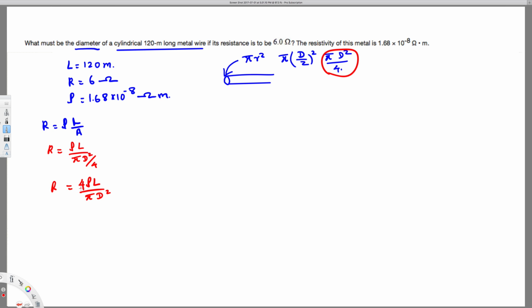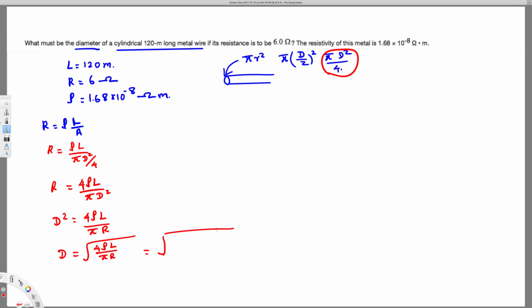Now let's look at this one and see whether we have all the information. We have the resistance provided, we have the resistivity provided, we have the length provided, pi we don't have to know, and d square, that's the question. So let's rearrange this equation and find the d square. If you rearrange this one, you will get d square is equal to 4 rho L divided by pi R, right? And this is d square. To find the d, we just have to take the square root. So this is going to be square root of 4 rho L over pi R. Let's substitute all the values and see what we get.